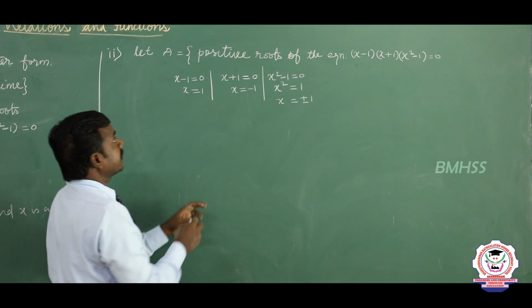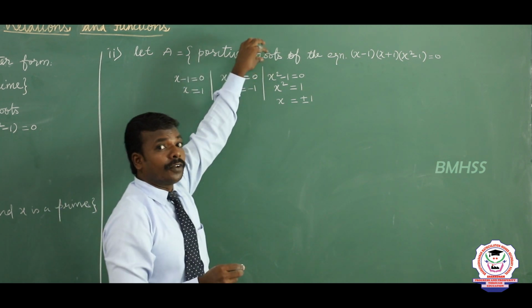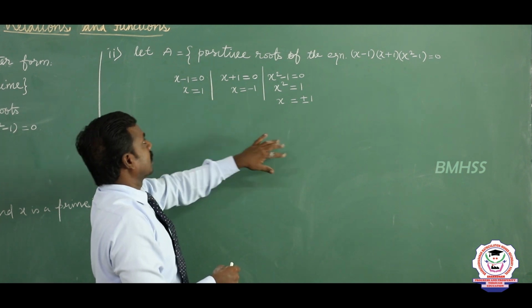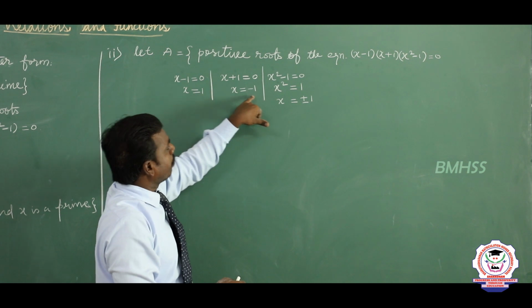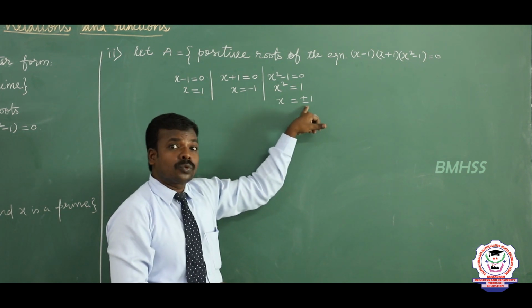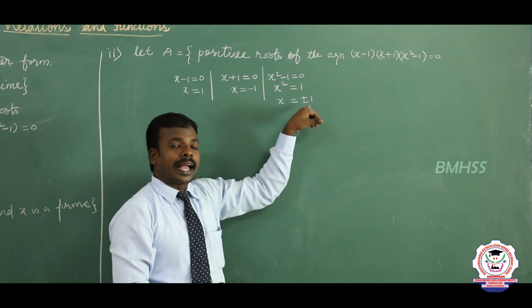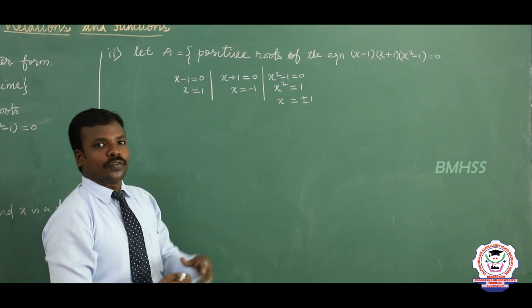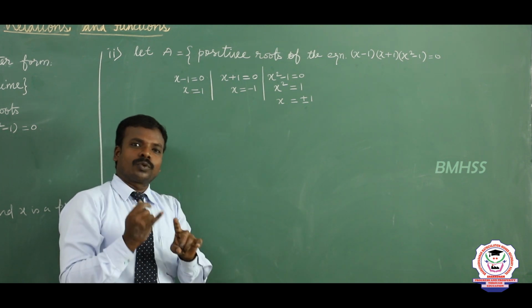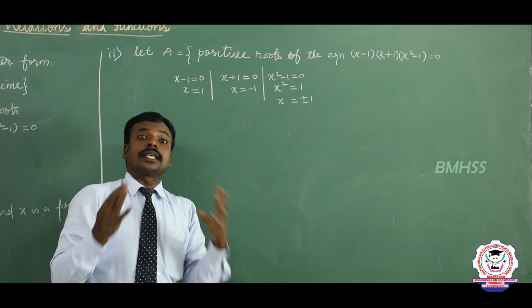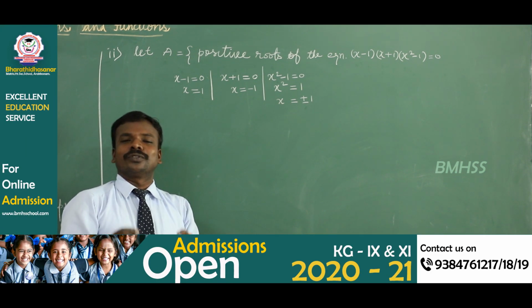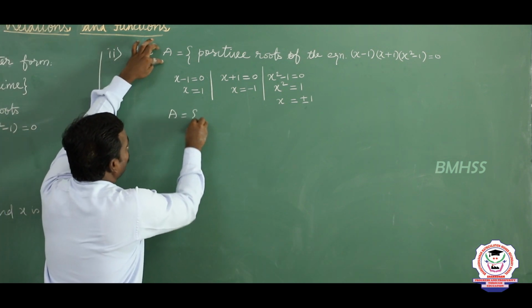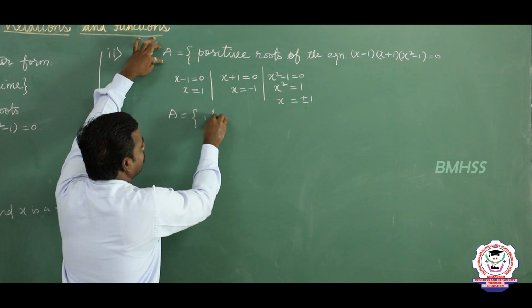From this, they are asking for positive roots. It means the positive values of this equation. So we have to find the value of x. First one is plus 1. Second one is minus 1. Third one is plus or minus 1. In these values, there are only two: plus 1 and minus 1. What is positive? Plus 1 is the positive value. That is the required value of this set. Therefore, set A equals plus 1, this is the answer.